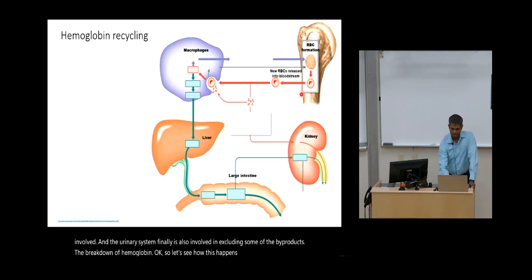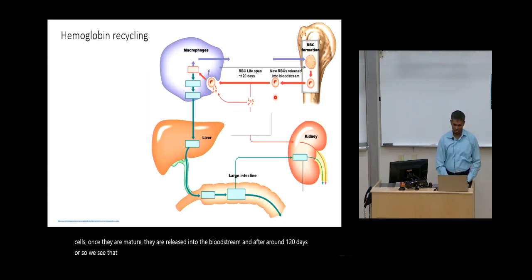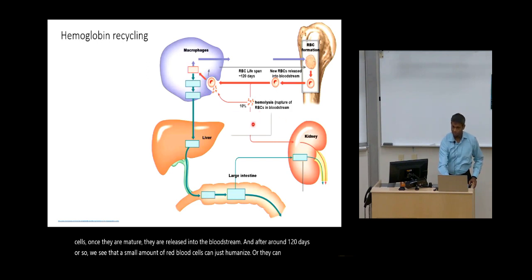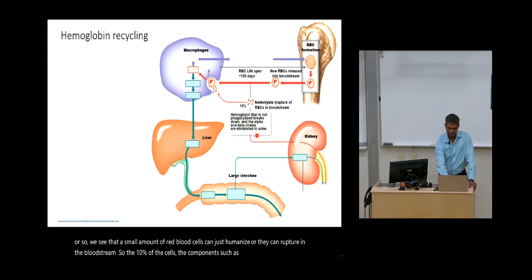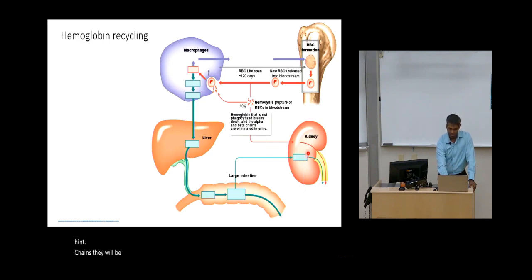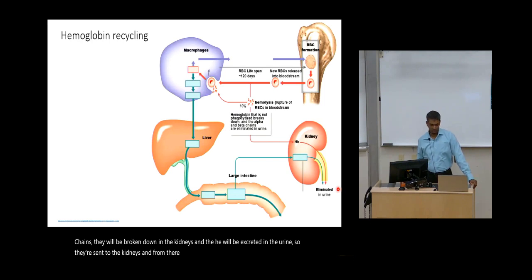Notice that the red blood cells, once they are mature, are released into the bloodstream, and after around 120 days or so, we see that a small amount of the red blood cells can hemolyze, or rupture in the bloodstream. So for 10% of these cells, the components such as the alpha and the beta heme chains will be broken down in the kidneys, and the heme will be excreted in the urine. So they are sent to the kidneys, and from there they are excreted in the urine.